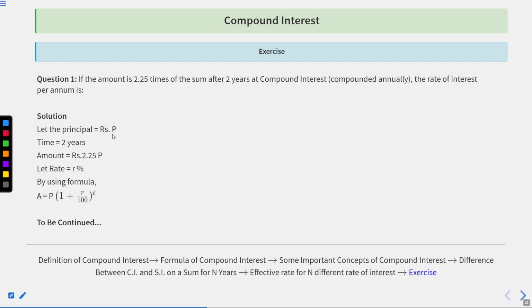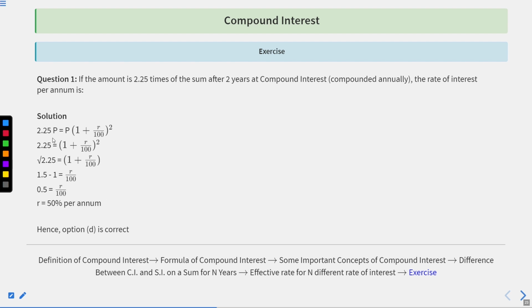So let the principal be P and time is 2 years, and the amount after 2 years becomes 2.25P. Let us suppose the rate of interest be R. So we know the formula A equals P times (1 plus R upon 100) to the power T. So the solution: 2.25P is equal to P times (1 plus R upon 100) whole square. So under root 2.25 is equal to 1 plus R upon 100, which when simplified gives you R equal to 50% per annum. So the correct option here is option D.